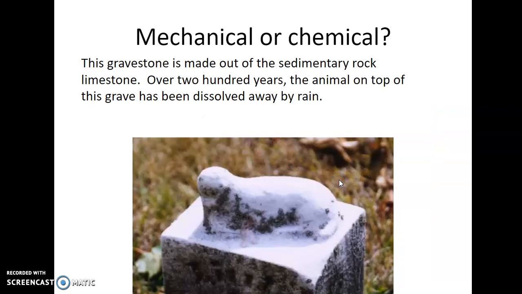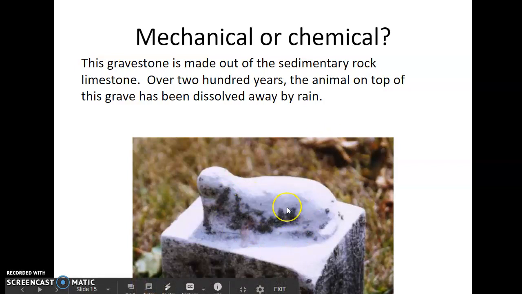All right, this gravestone is made out of the sedimentary rock limestone. Over 200 years, the animal on top of this grave has been dissolved away by the rain. Mechanical or chemical? So this is chemical. This is when the water is mixing with the minerals, which is then causing this animal that was on top of the grave to go away.